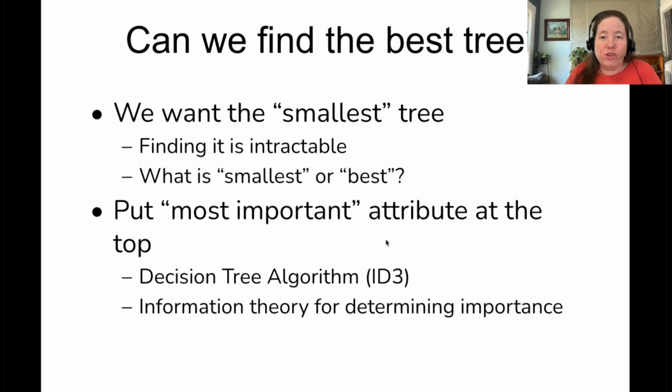So what we do to find the best tree is we want to put the most important attribute high in the tree. And the ID3 algorithm, which is one of the foundational algorithms that underlies many more complex algorithms that you might find in packages such as scikit-learn, uses ideas from information theory to help it decide what we mean by the most important attribute.